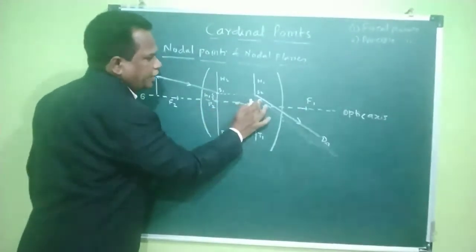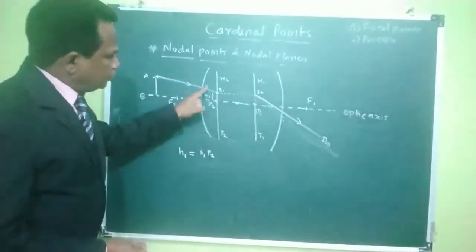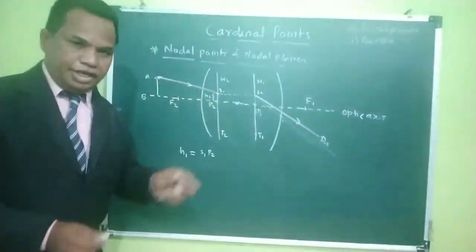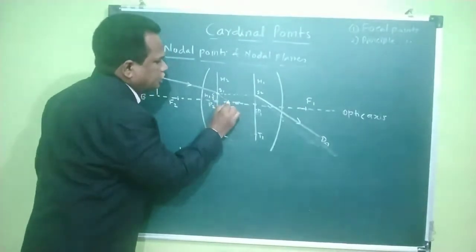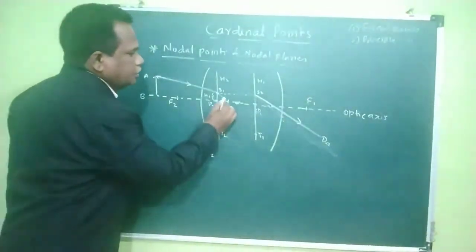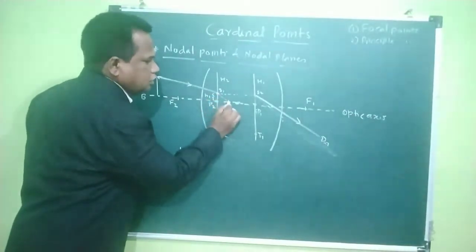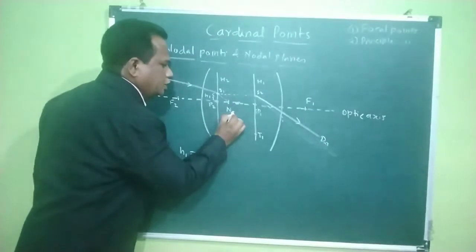And if I extend this ray up to the principal axis or optic axis, what will happen? If I extend this ray up to the optic axis, then this ray will touch the optic axis at a certain point. This point is named N2.